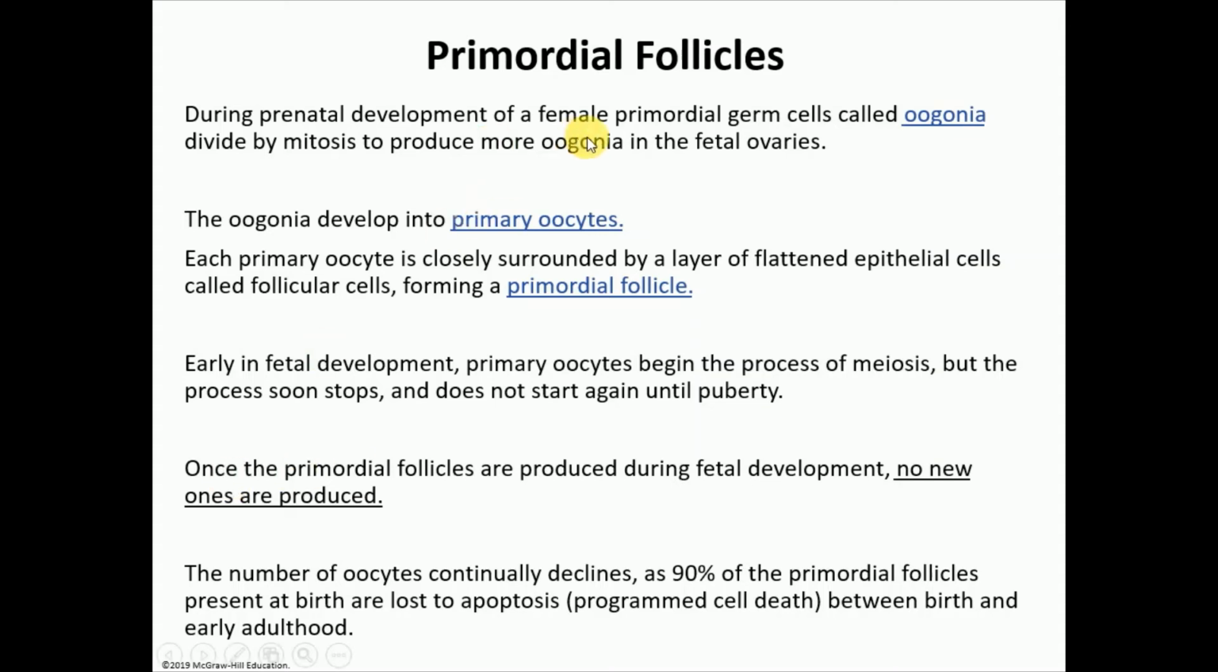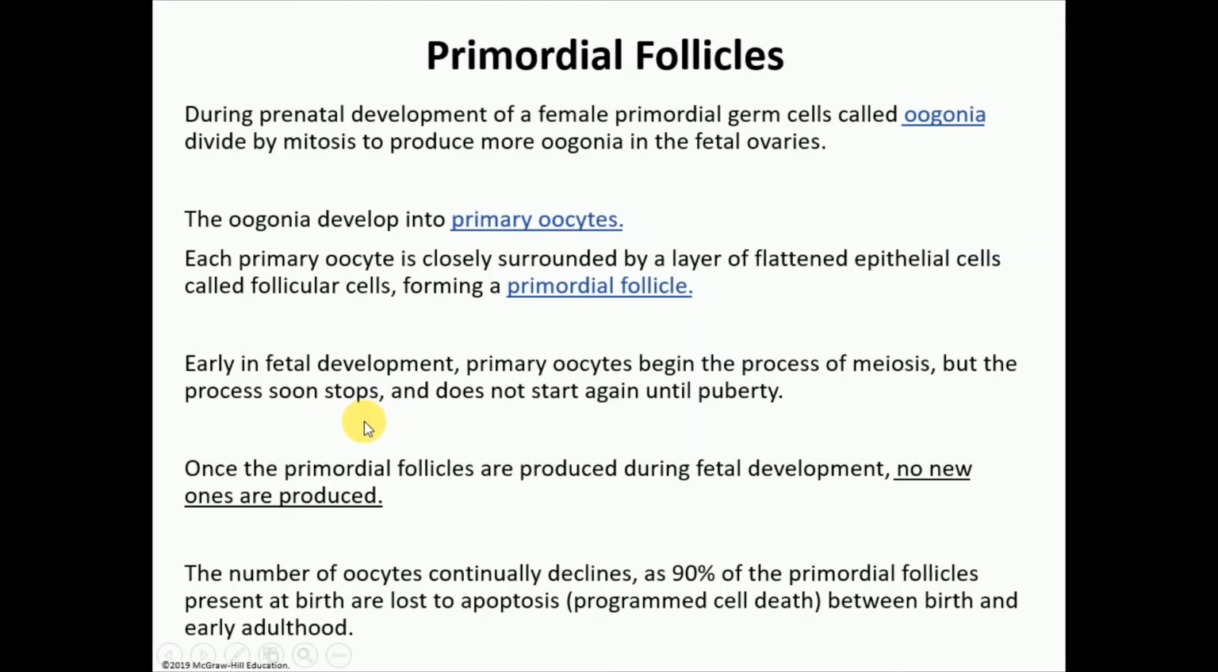So during prenatal development of a female, the germ cells, the oogonia, which are going to make eggs, will start the first meiotic division, and they are going to develop into these primary oocytes, and they remain stuck in the middle of meiosis 1. Now these baby girls are born with these primary oocytes right in the middle of meiosis 1, and they are going to remain as such until puberty starts.